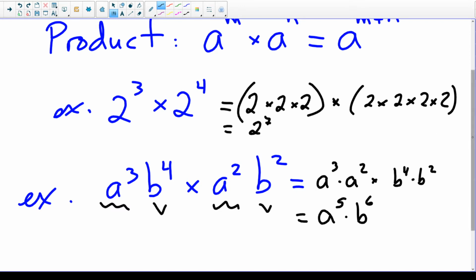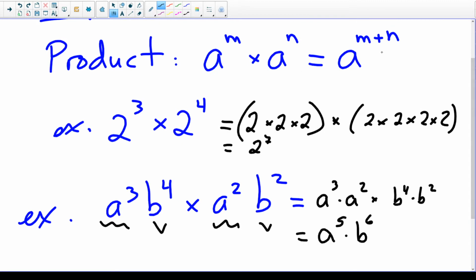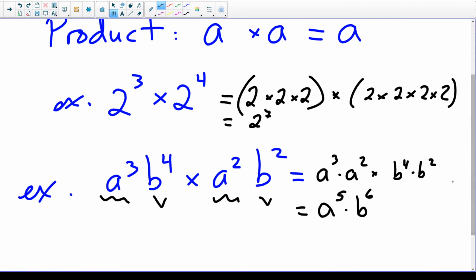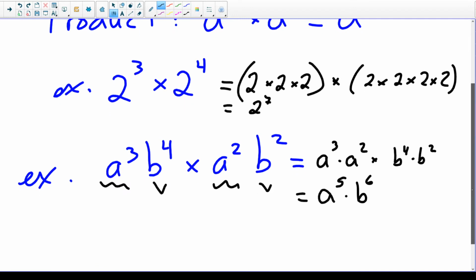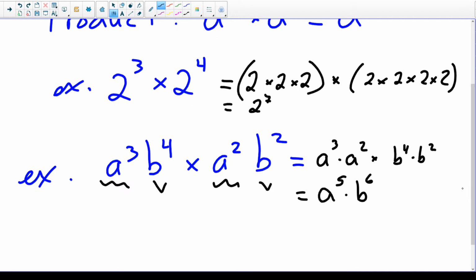So the trick of adding the powers, yes, that works. And sometimes it's actually necessary, but if you can have a deeper understanding of what's going on here, I think you'll understand exponents a little bit better just in general. So that's the product law of exponents.